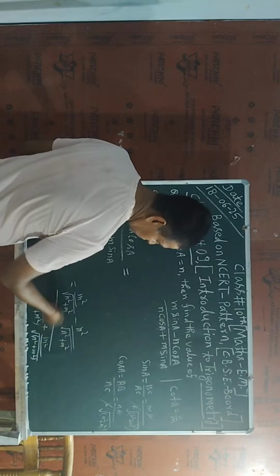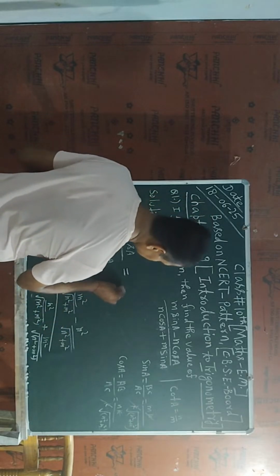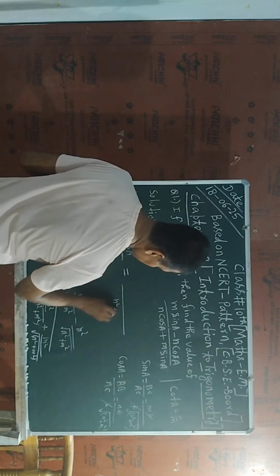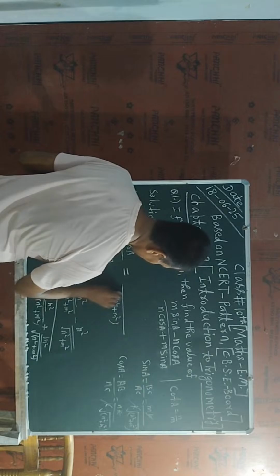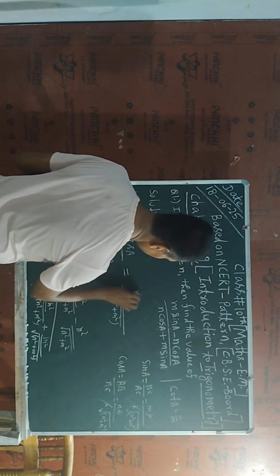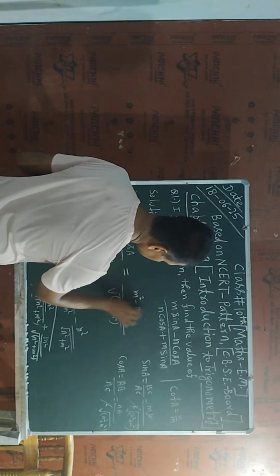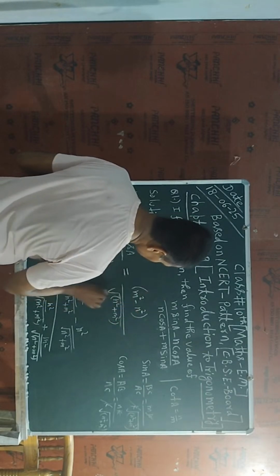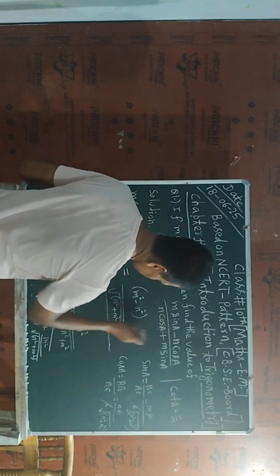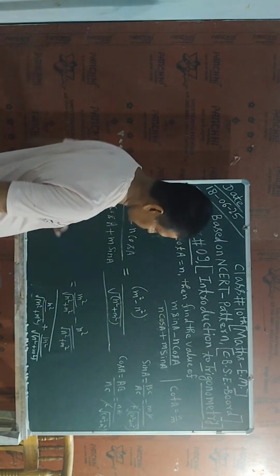Because here the denominators are same, so I will write the LCM the same. That will be (n square plus m square), and I will put it in bracket and write square here, and here I will write m square minus n square. Again, now this is the first term which is written in the denominator.